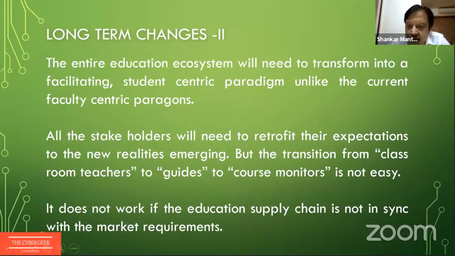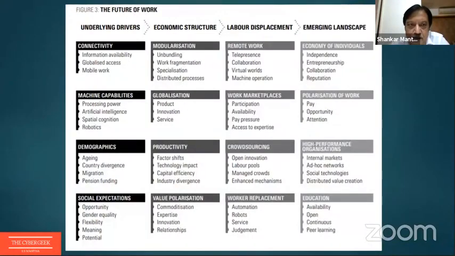And it does not work if the education supply chain is not in sync with the market requirements. So employment becomes extremely important, and that actually has to drive the systems. There are several future work drivers: connectivity, modularization, remote work, economy of individuals. All these things are actually planned into an LMS and the MOOC content that is designed. So most of these things are the future of work. And therefore, whatever we do today, our learning systems, our content, the learning management systems, the certification courses available under MOOCs, they all must address the problems that you see in this slide.